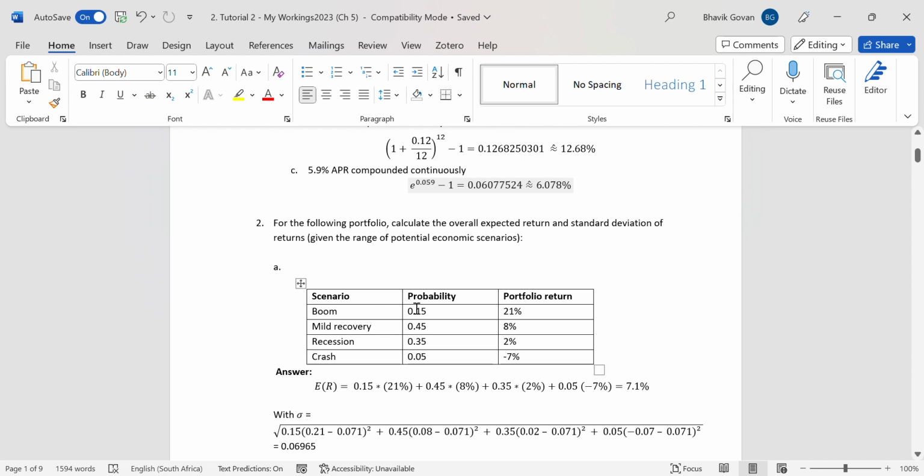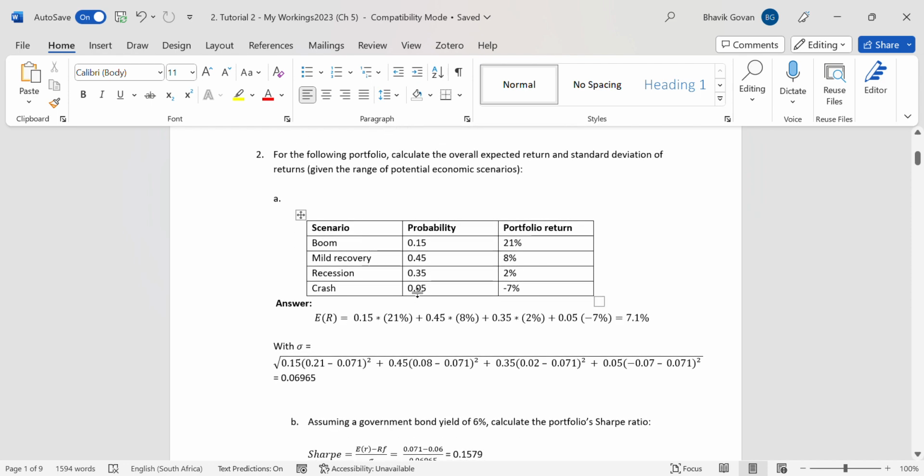Then question 2: for the following portfolio, calculate the overall expected return and standard deviation of returns given the range of potential economic scenarios. So we've got our 4 scenarios, we've got a probability for each scenario, and we've got a portfolio return for each scenario. So the expected return will basically just be the probability times the return for each scenario. So you're adding those all up.